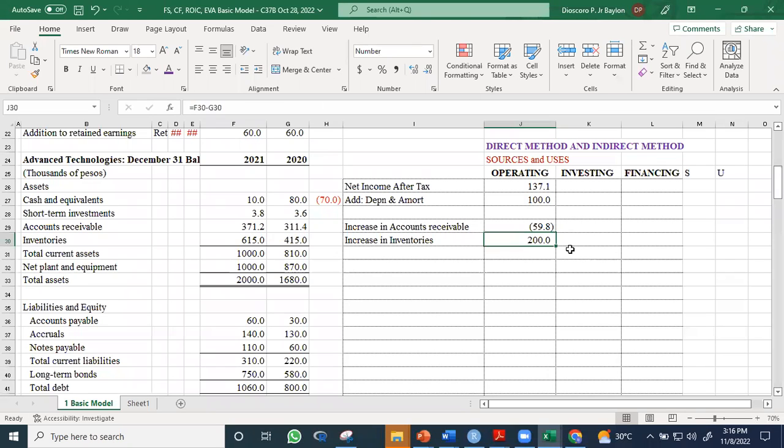Okay, so that's the answer, class, no? It's not a source of cash, it's a use of cash. Kaya negative 'yan. Alright, so I hope that's clear, no? Okay, itong inventories naman. Tama ba to? Yung inventory level natin from 415 naging 615. Source of cash ba yan or use of cash? Use of cash. Yes, bakit use of cash?